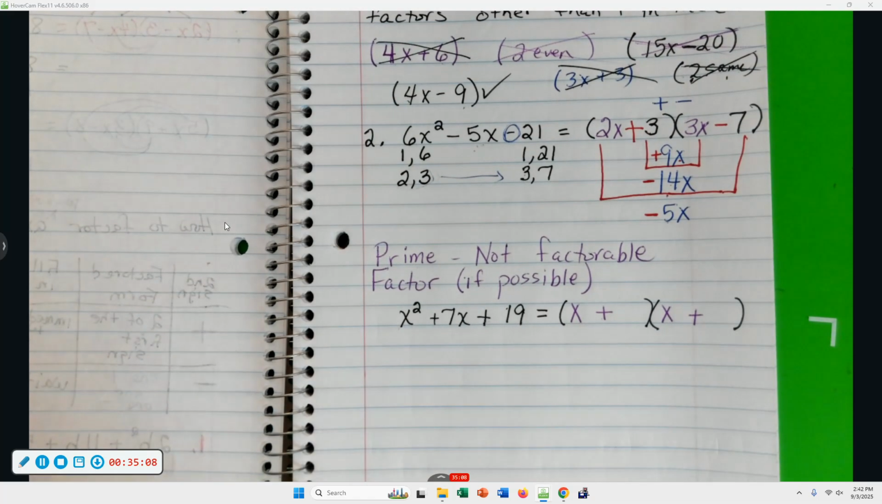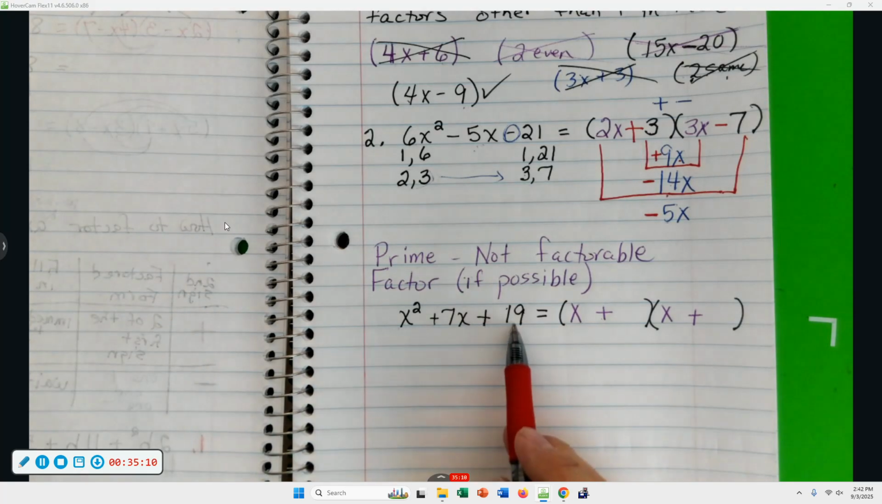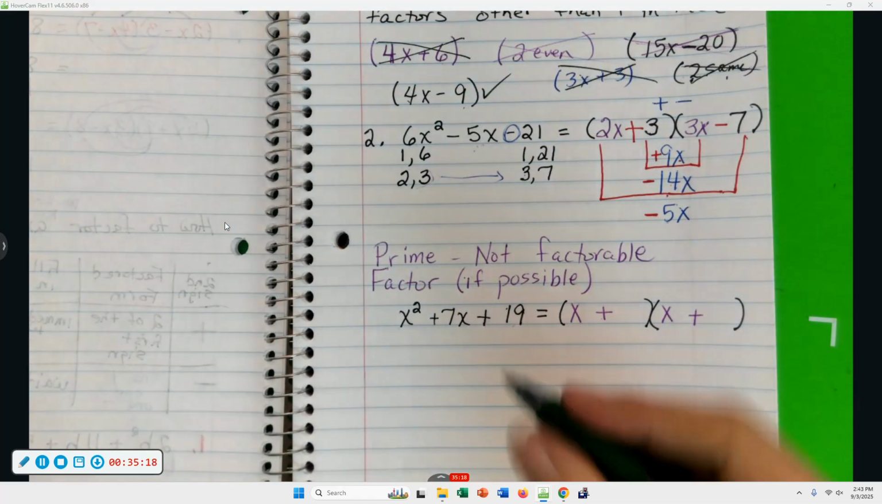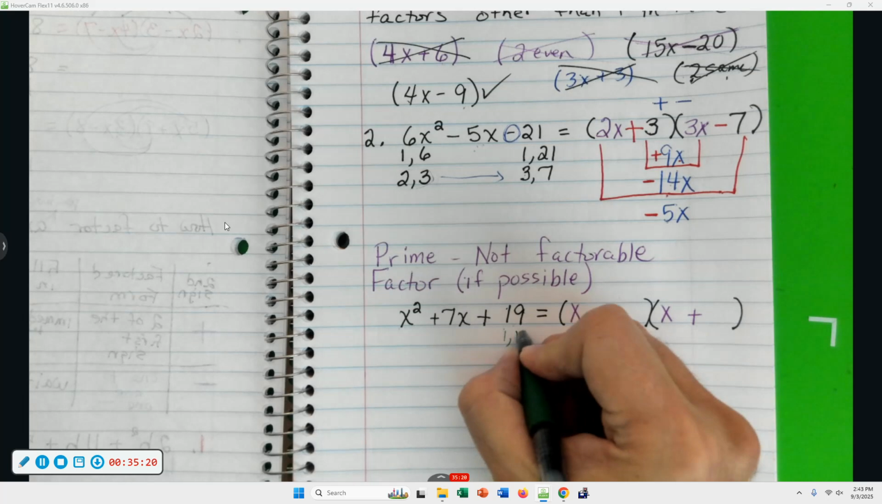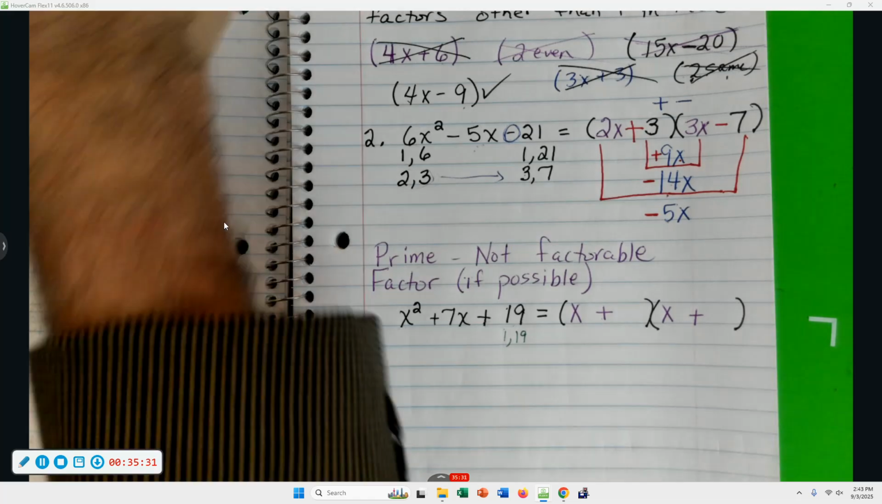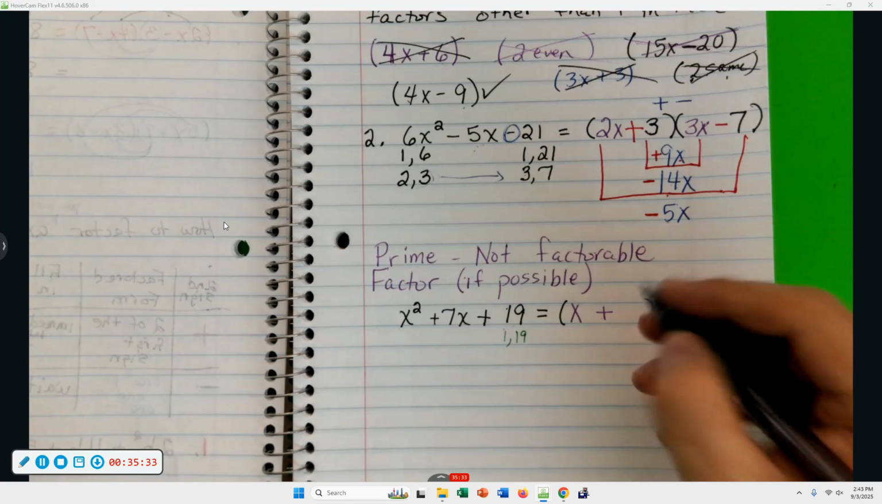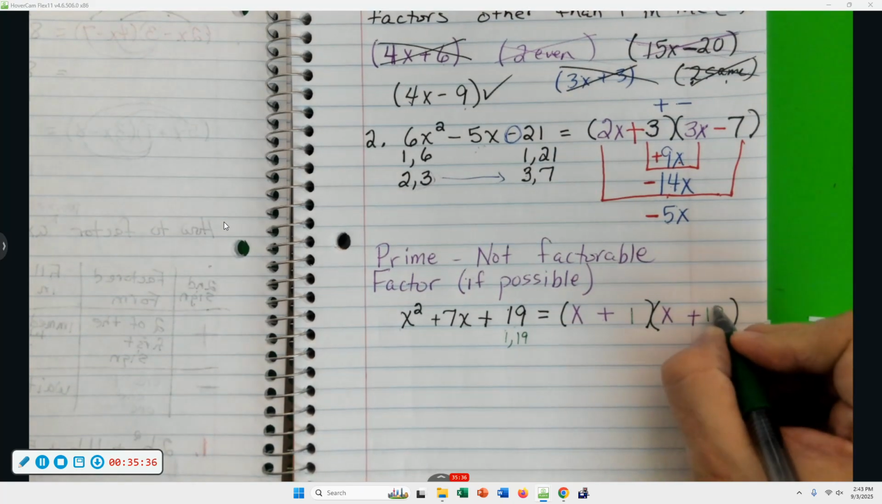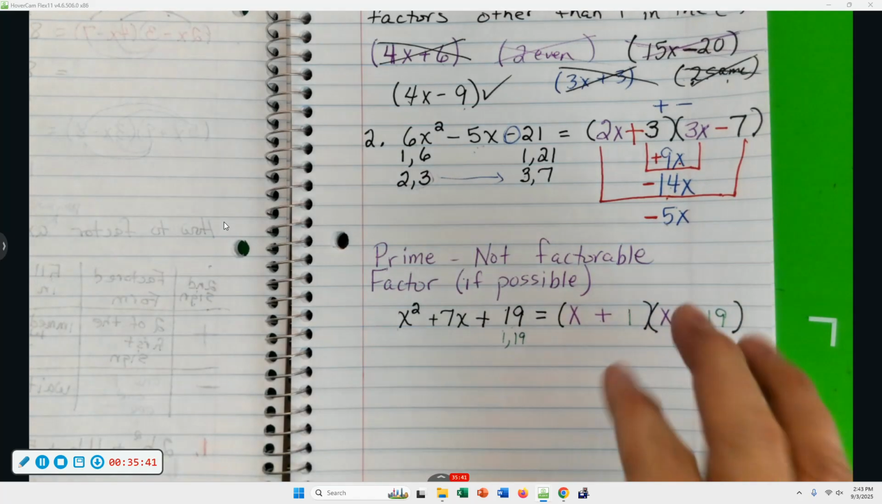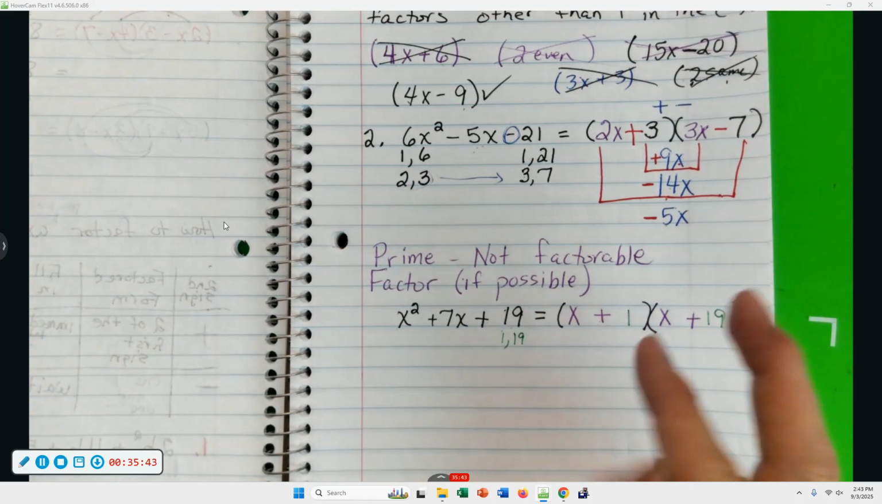What are the only two numbers that multiply together to give 19? I'll get it started. 1 and 19. Good. 19 is prime, so those are the only factors. So if I put the 1 and 19 in there, those are the only possibilities. Even if I reverse the 19 and 1, I'd still have x plus 1 and x plus 19.